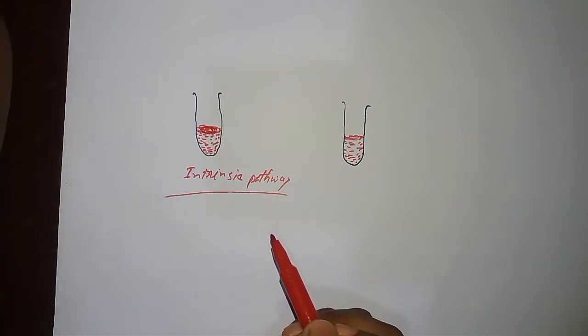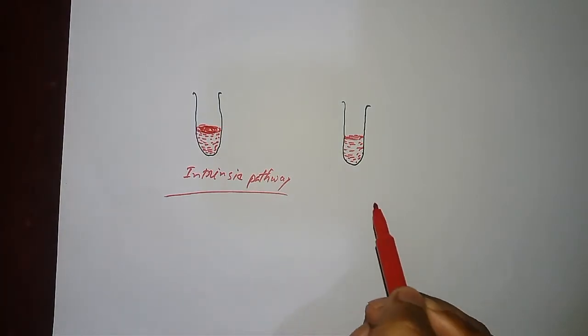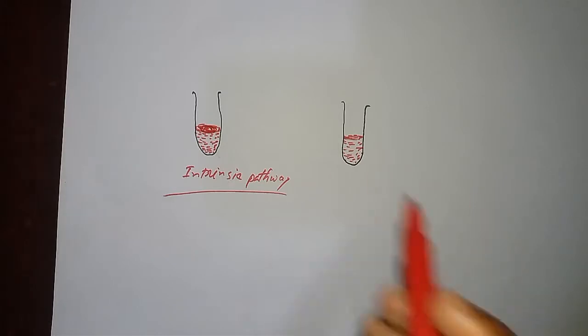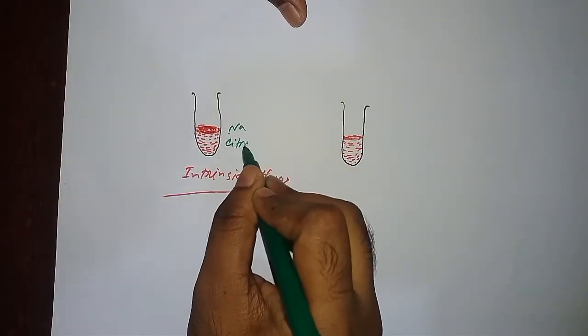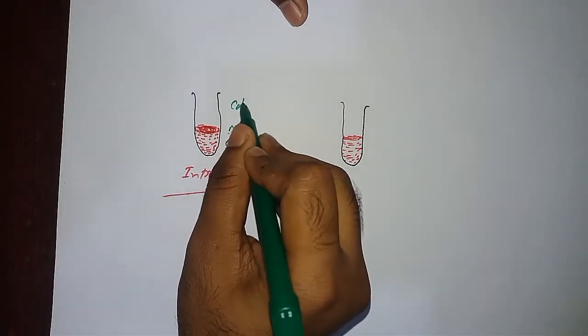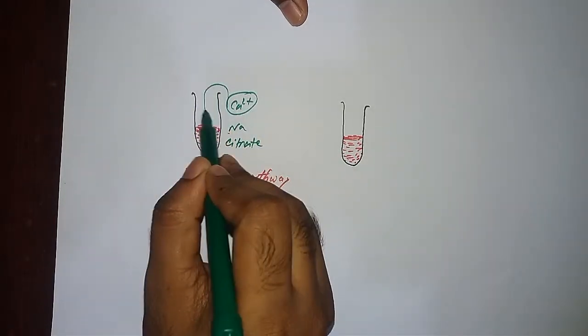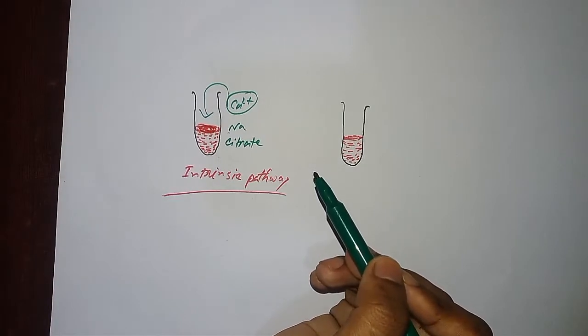And after some years they found that if we add sodium citrate, which inactivates calcium, then the blood doesn't clot. So after that they used sodium citrate so that the blood doesn't clot.